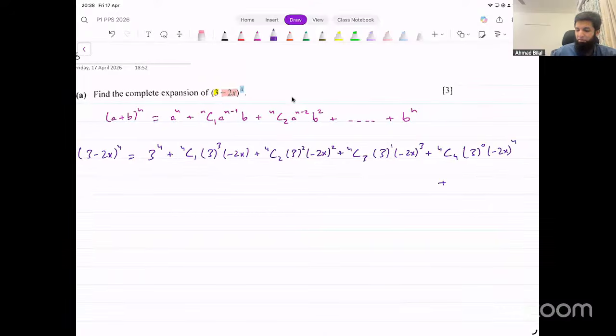Can we go any further? 4C5 will be undefined. We stop at the point where the number above C and below C become the same. When they become the same, we stop at that point. That's the last term.